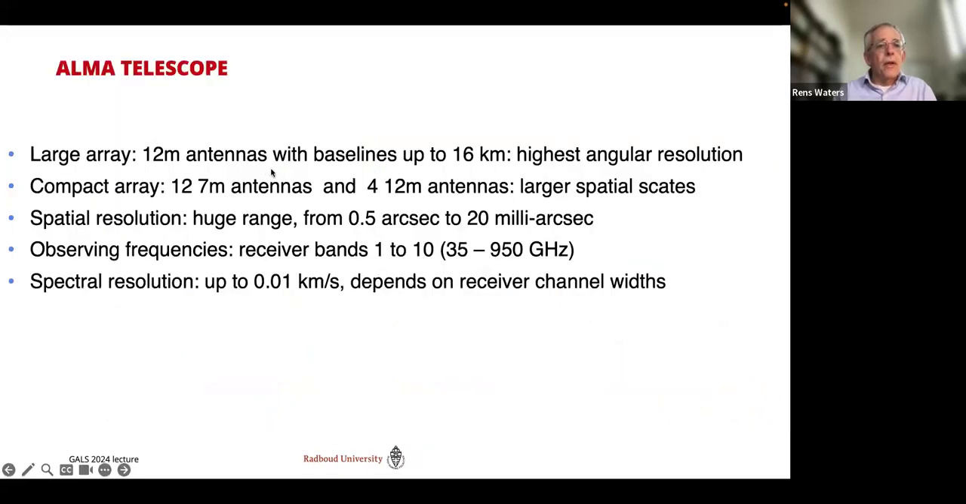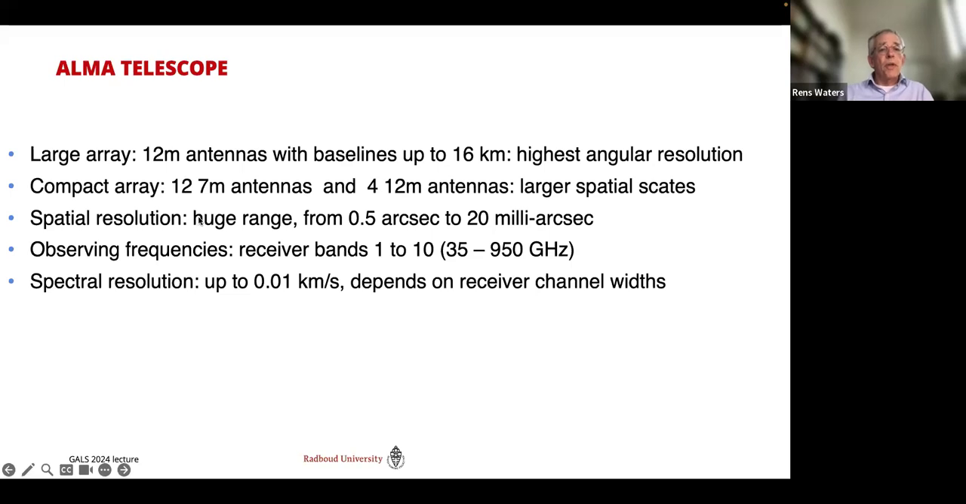Here are a few facts. There is a large array and a compact array. The large array has 12-meter antennas, so the diameter of the individual antennas is 12 meters, with baselines up to 16 kilometers. That has the highest angular resolution, since the largest baselines are 16 kilometers apart. The compact array has 12 antennas of 7 meters and 4 antennas of 12 meters, and that gives the largest spatial scales. Sorry for the typo here.